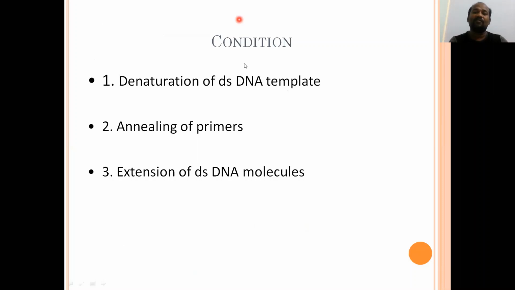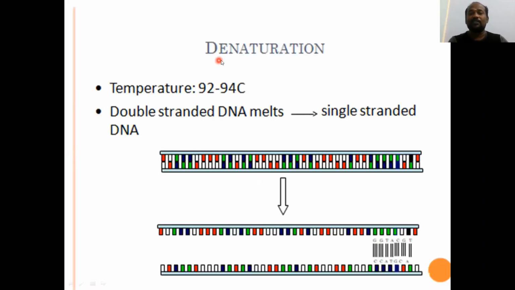Then the conditions of PCR reactions are denaturation of the double stranded DNA template, then annealing of primers, then extension of double stranded DNA molecules. These are the steps involved in the PCR. So the first step is denaturation, followed by annealing and extension. Now we will see each and every step. The first step is the denaturation step. This step is carried out at 94 degrees Celsius.